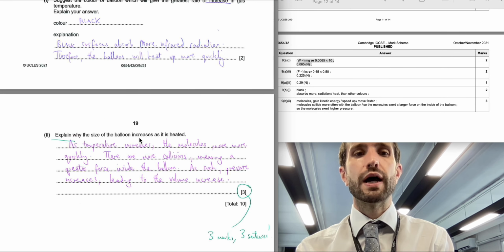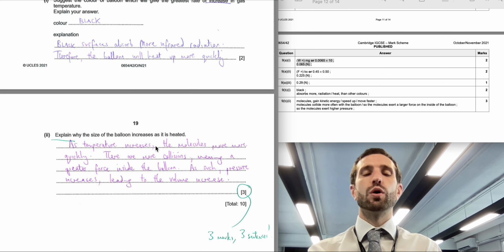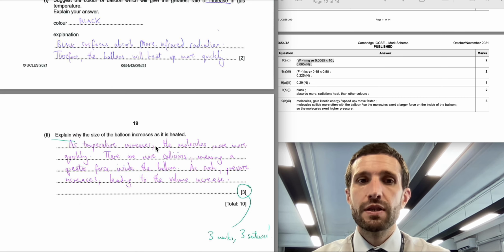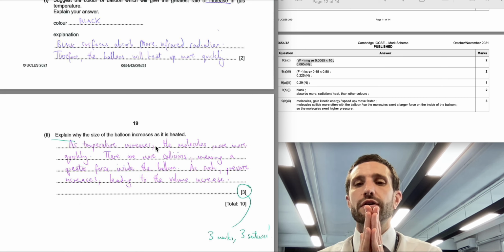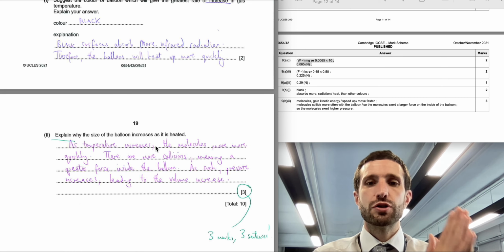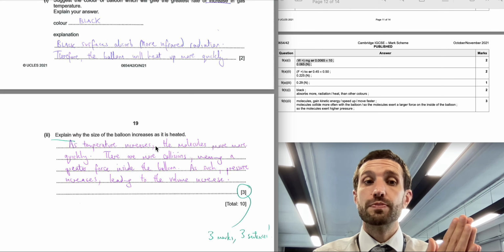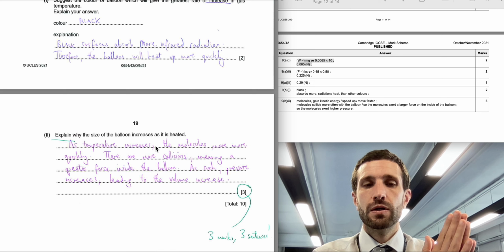Then we're asked to explain what happens to the size of the balloon. Lovely question. 3 marker as well, so we want 3 statements. Now let's think about this. Let's try and think of it step by step. First things first, temperature goes up. Temperature goes up, therefore molecules become more active.